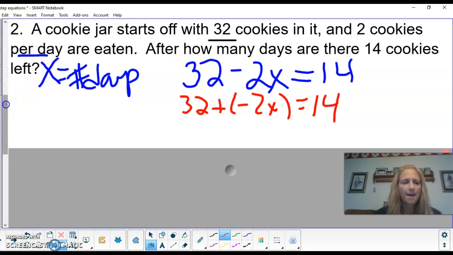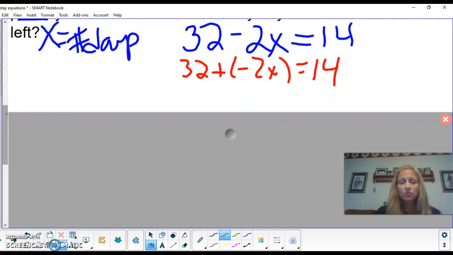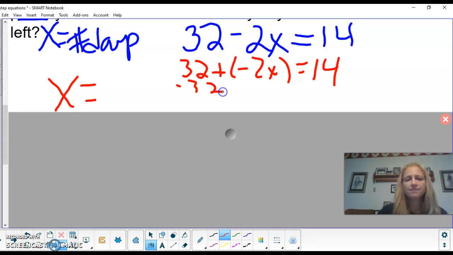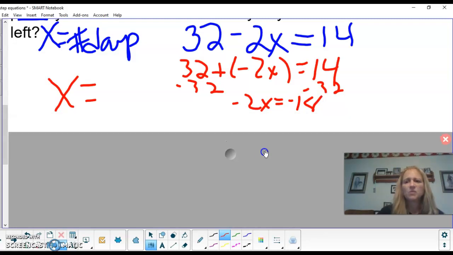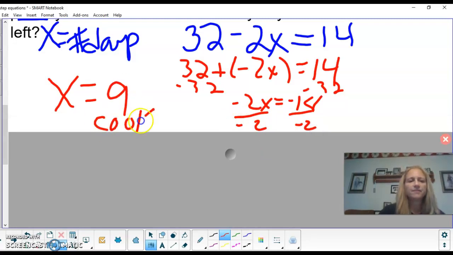All right. Your answer you should have picked right now is what? Well, you're going to subtract 32, and you're left with negative 2x equals what? Negative 18, right? Negative 18. And then, well, that's weird. You can't have negative cookies. Well, when I divide, a negative divided by a negative is a positive.